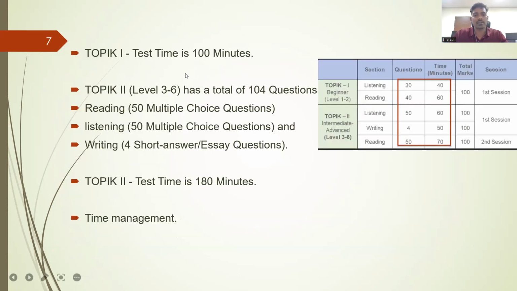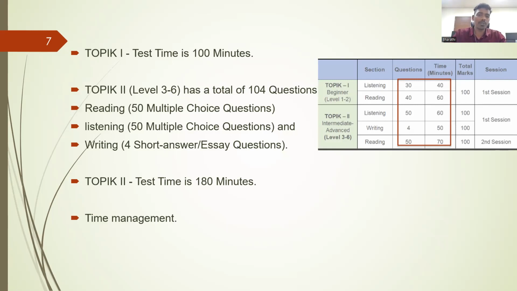So what is the test time? TOPIK 1 has 100 minutes and TOPIK 2 is... First I will discuss how many questions there are and how to do things, then I'll tell the times. For TOPIK 1, you have a listening and a reading part. For listening, they have 30 questions and reading 40 questions. The total mark is 100. The time for listening is 40 minutes and the time for reading is 60 minutes.